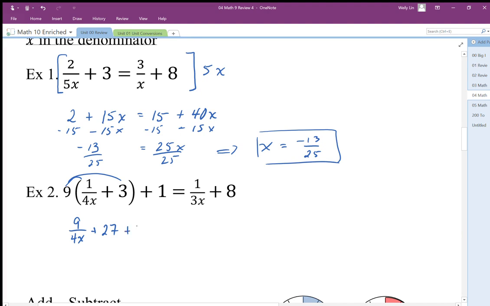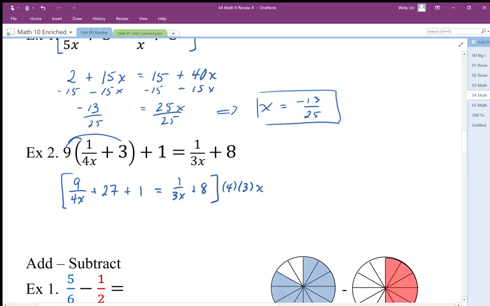I've expanded the brackets, and now I'm going to get rid of all this divide. So I'm going to get rid of this divide with a times by 12x. Okay, I'm actually going to write it out like this. I'm going to get rid of the times 4 with a divide 4 with a times 4. Get rid of the divide 3 with a times 3. Get rid of the divide x with a times x. So here I end up with 27 plus.